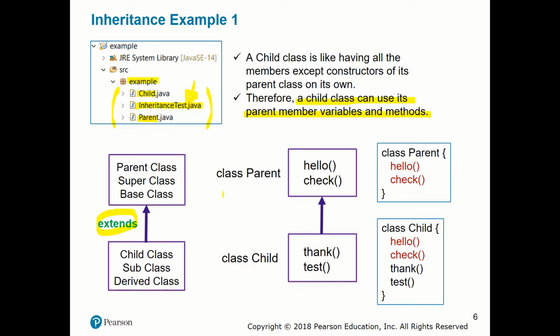And in my example, there is a parent class, and the parent class has two methods, hello and check. And the child class has two methods, think and test. So class Parent will look like this, and the Child class will have only this one, but the child class can use the hello and check methods that are in the parent class.